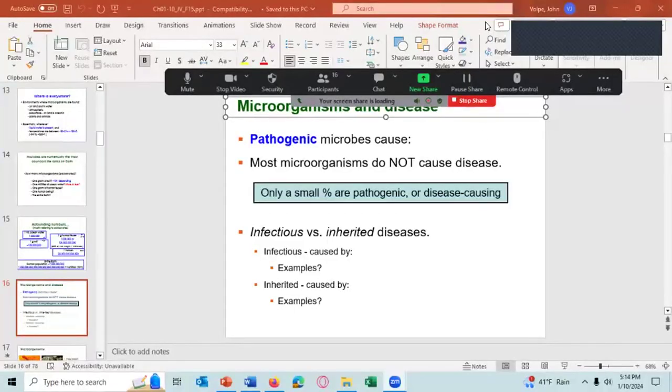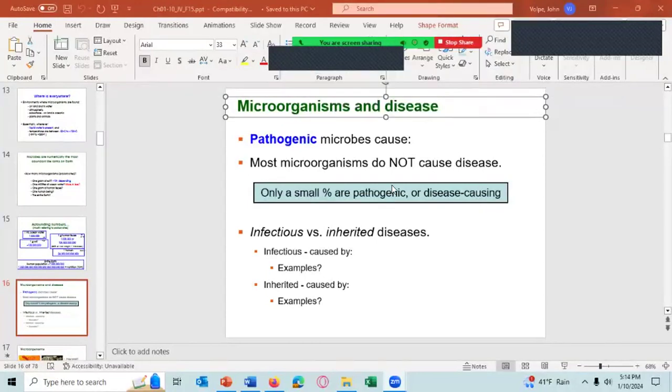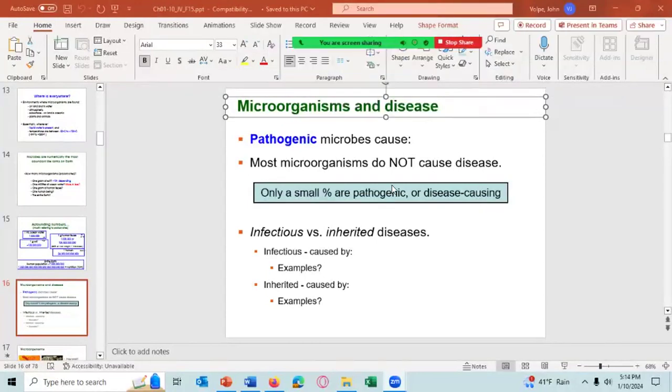There we go. Now, microorganisms and disease: if a microbe causes a disease, we call it a pathogenic microbe. Most microorganisms do not cause disease. Only a small percentage of microbes are pathogenic, or a small percentage are disease causing. When we're talking about disease, it's important to talk about the difference between an infectious disease and an inherited disease.